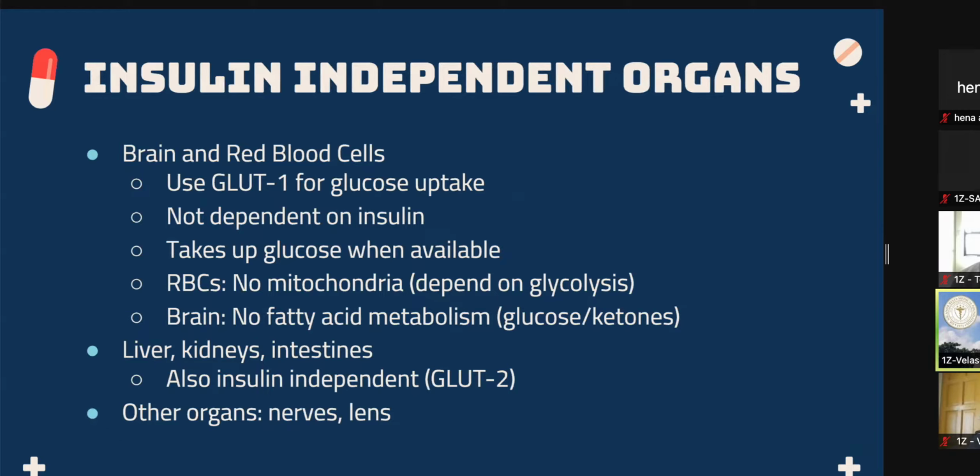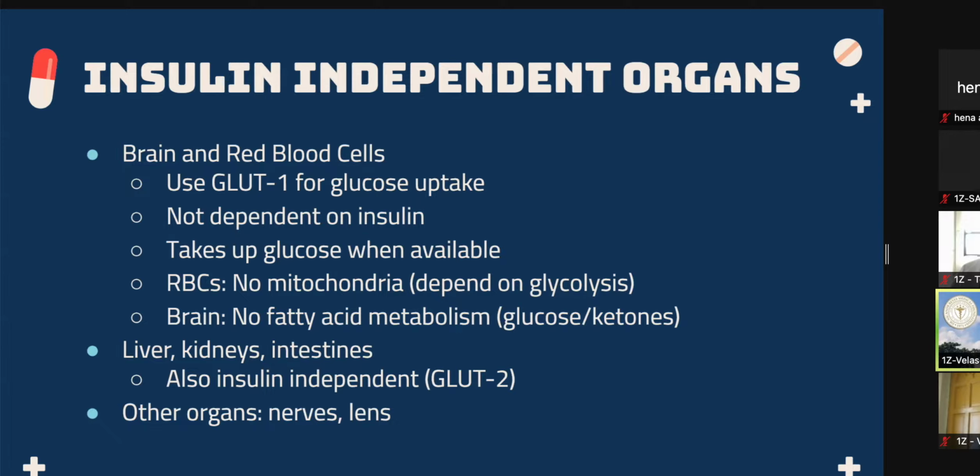All right, again, so there's insulin-independent organs, as I wanted to take note, and these are the brain and red blood cells. The reason they call them that is because, for one, these use the GLUT1 transporter for glucose uptake, and they're not dependent on insulin. So this transporter is not dependent on insulin, and it will take up glucose when available in the plasma. So that's a good thing, right? Because we need red blood cells, they don't have mitochondria, and again, brain cells, there's no fatty acid metabolism there, and so it has to utilize glucose or ketone bodies.